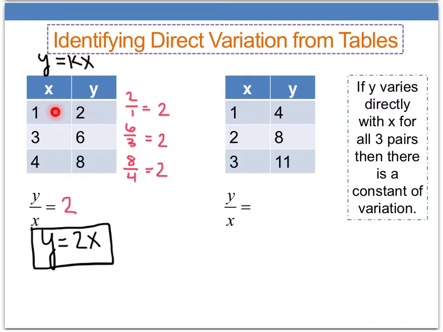So remember, if this is a coordinate pair and this is a coordinate pair and this is a coordinate pair, if I were to plot these 3 points on the coordinate plane, this would be the line that would go through all 3 of those points.